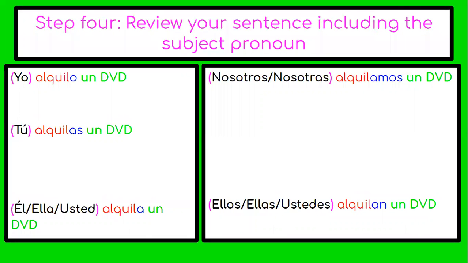Step 4 is when you want to take a moment to check that your subject pronoun is in agreement with your conjugated verb as well. So we want to make sure that we're looking at yo, which is I, tú, you, él, he, ella, she, usted, you formal, nosotros, we, nosotras, we feminine, ellos, they, ellas, they feminine, and lastly, ustedes, which is you plural. Then you want to make sure that they're matched up with the proper endings of o, as, a, amos, and an.